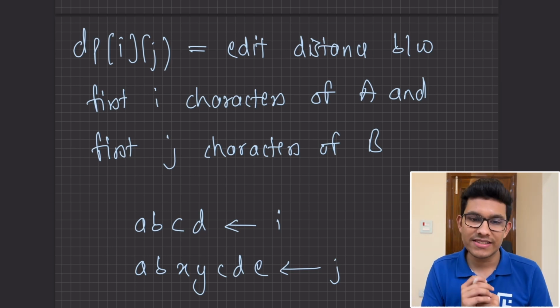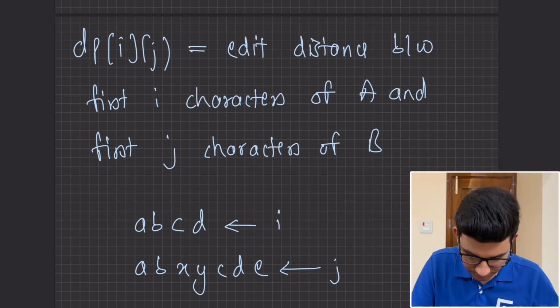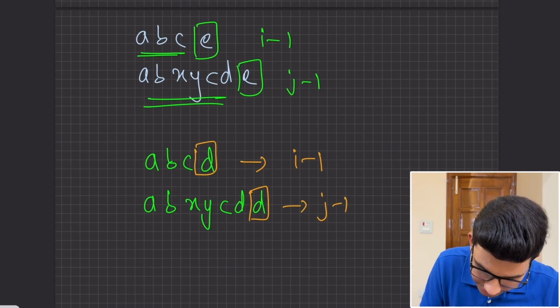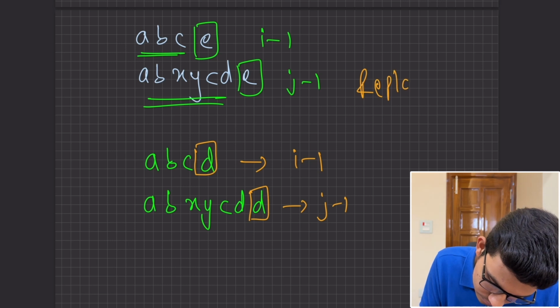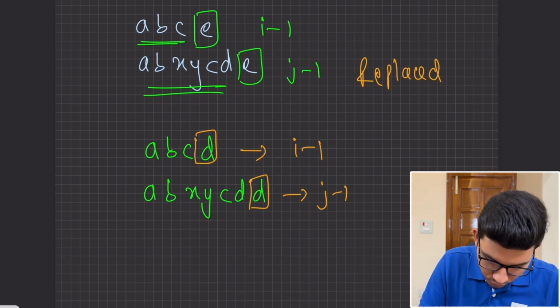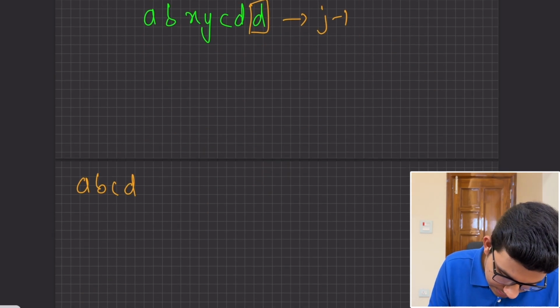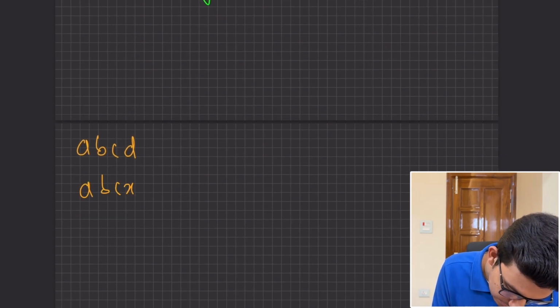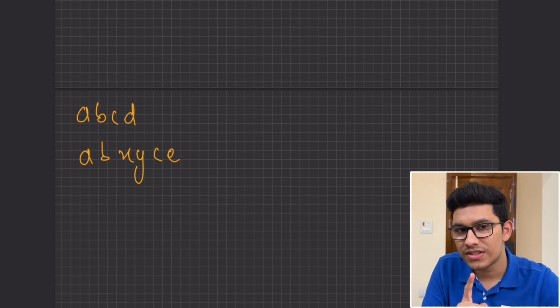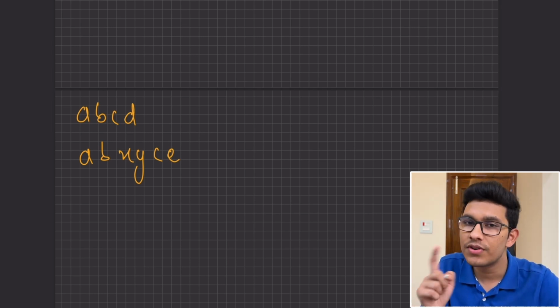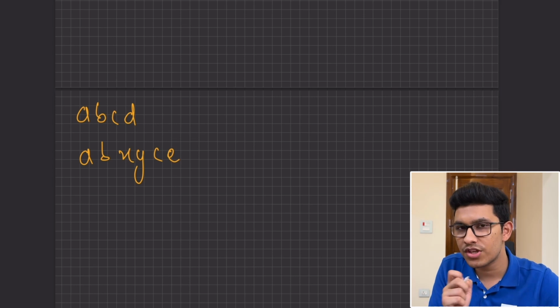Second thing that we could have done is that we could have removed the character from the first string, right? So this was a case where we replaced. Okay. And what is our given string? Our given strings were A, B, C, D and A, B, X, Y. Correct. Second case that we saw was that we could remove the character from the first string. If you remove the character from the first string, what would happen?